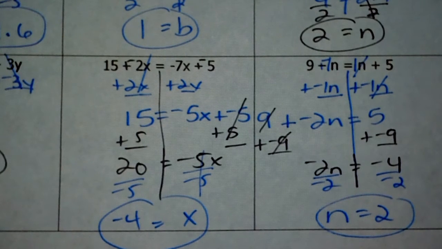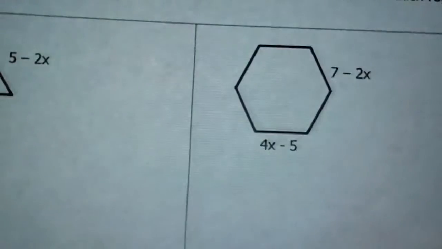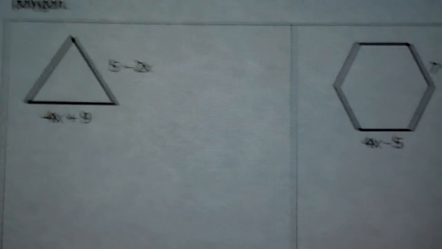So again, basically with these, all you do is add the opposites of one of the variable terms on either side of the equation, and then you're going to be left with a 1-step or a 2-step to solve. All right, turn your page. I want to show you what the application problems look like for these.